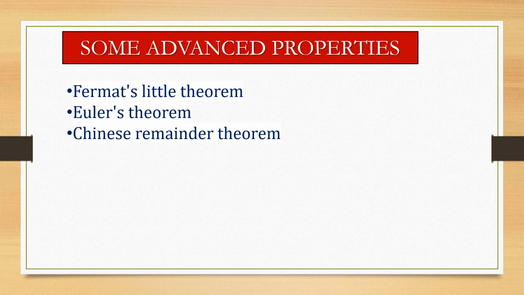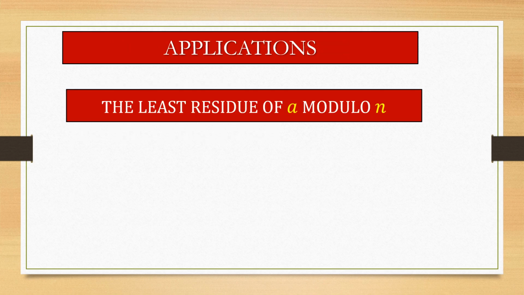Some other properties are Fermat's little theorem, Euler's theorem, and the Chinese remainder theorem. In this session, we are not covering these theorems. We will solve some problems only using the basic properties, the applications of these properties to find the least residue modulo n.